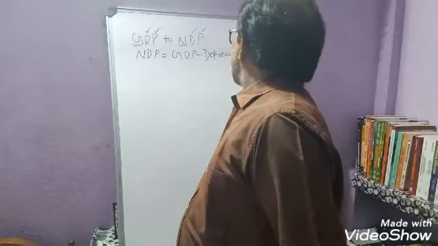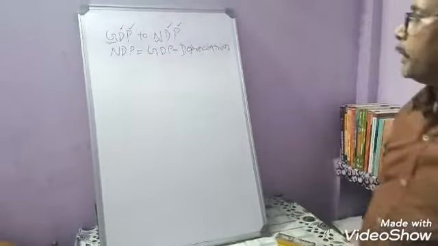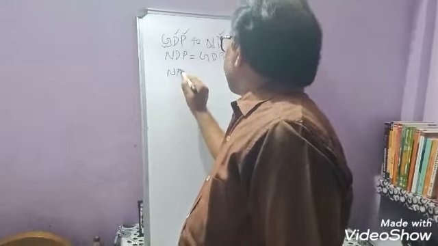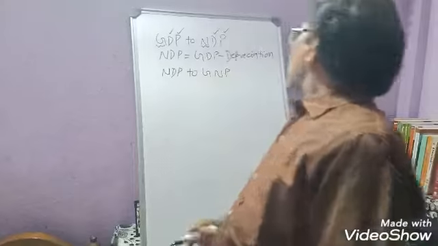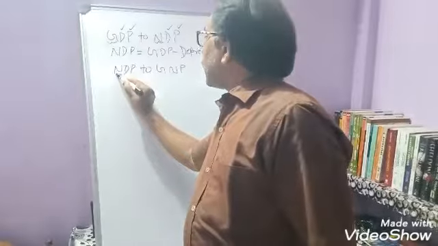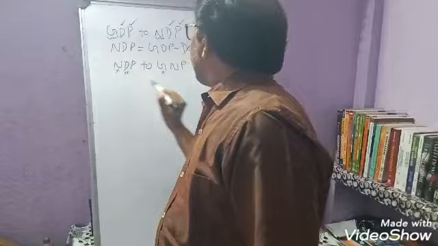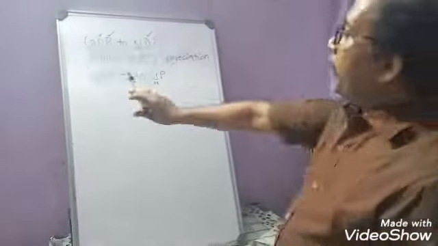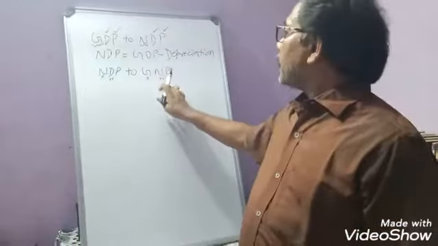So from the conversion, how will we use that conversion? Suppose GDP is given and we have to calculate NDP. Here that is the domestic product and here is also domestic product, but here that is the gross and here is the net. So we have to calculate net domestic product from gross domestic product. So NDP is equal to GDP minus depreciation.